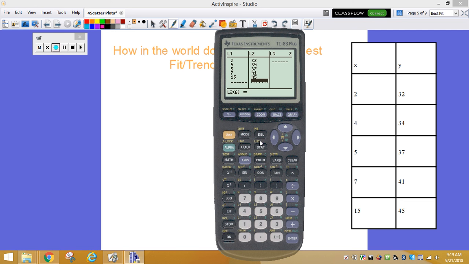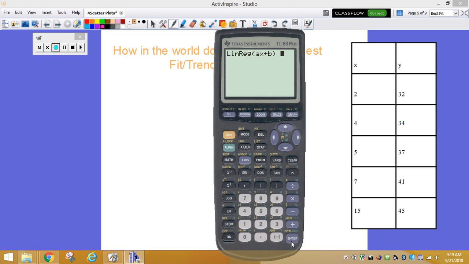Again, the way I got here, I got stat and enter. Now we're going to go back to stat. And we want to go over here to calculate. It's the middle one, so I'm going to arrow over so that I'm at calculate. And I want number 4, linear regression. Number 4.